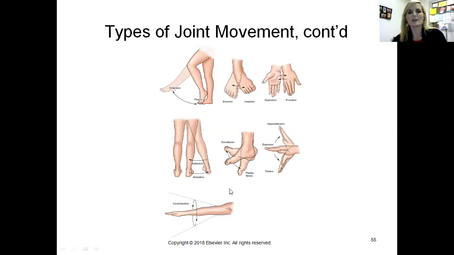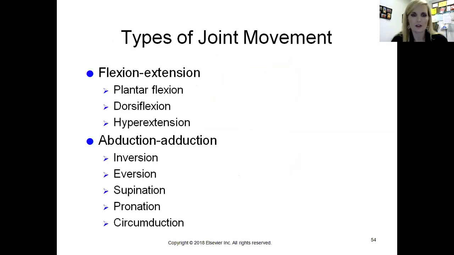The next two terms are dorsiflexion and plantar flexion. It's specifically referencing the feet. Looking at this picture in the middle, dorsiflexion is the pointing of the toes upward, and plantar flexion is the pointing of the toes downward. I often think of planting toes down. I don't know why, it's not necessarily the same case. It's more like ballerina toes, but plantar flexion is down.